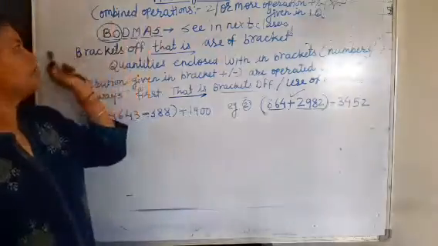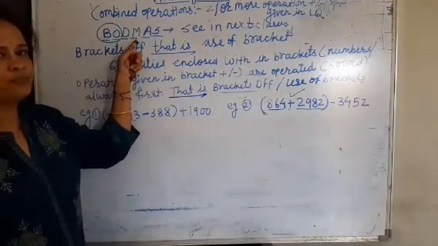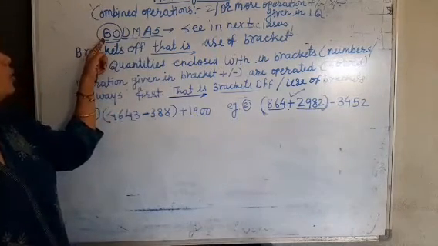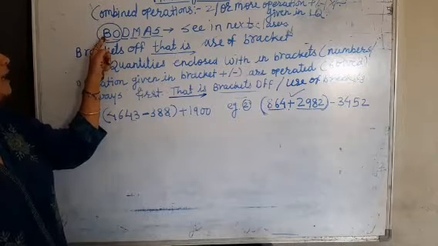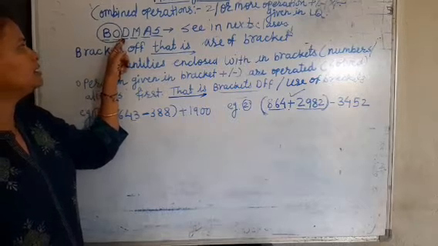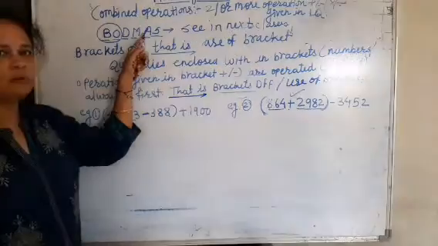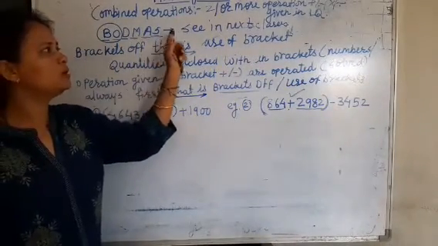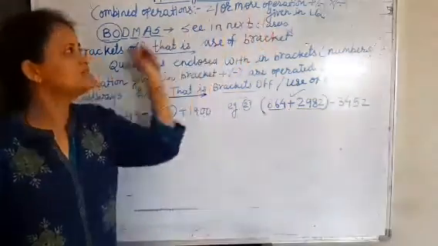For solving combined operations, first of all we have to learn BODMAS. What is BODMAS? B means bracket, O means off. We have to bracket off, solving the bracket first. Then D for divide, M for multiply, A for addition and S for subtraction. We will see this BODMAS rule in our next classes.